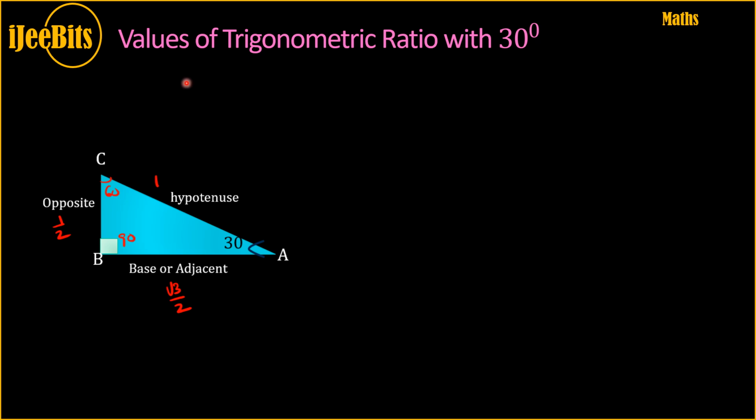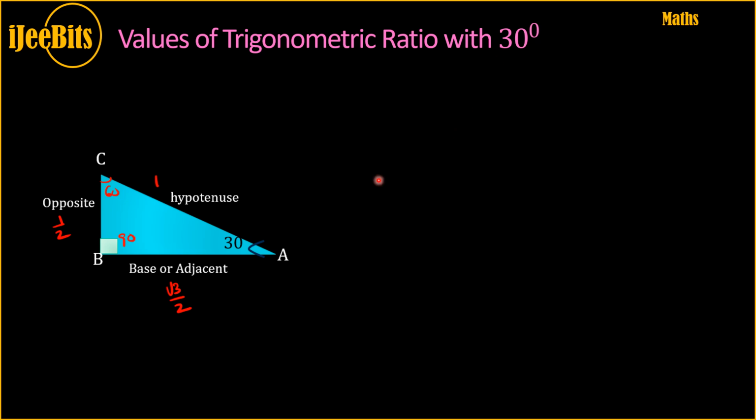Let's look now at the values of trigonometric ratios when theta equals 30 degrees. We have the right angle triangle with angles 30, 60, 90. 30 plus 60 plus 90 is 180, which is the sum of the angles in a triangle, which is correct. We also computed in the previous class the value of each side for this type of right angle triangle. So we have hypotenuse 1, adjacent root 3 by 2, opposite 1 by 2. Making use of these angles and values, let's find the trigonometric ratios for theta equal to 30 degrees.